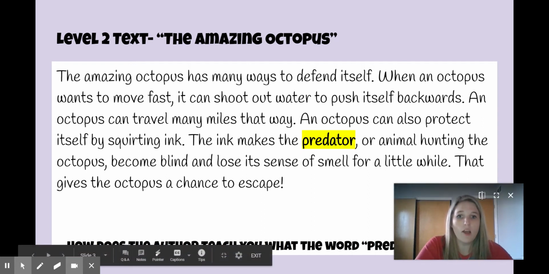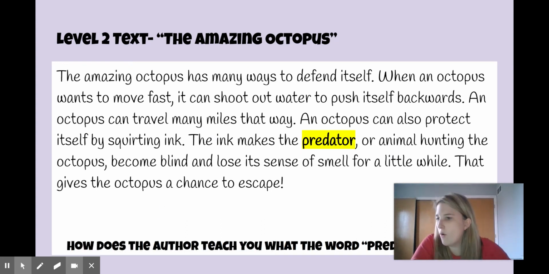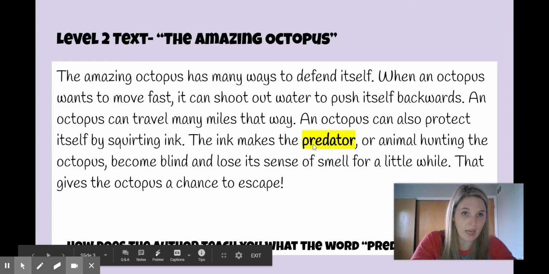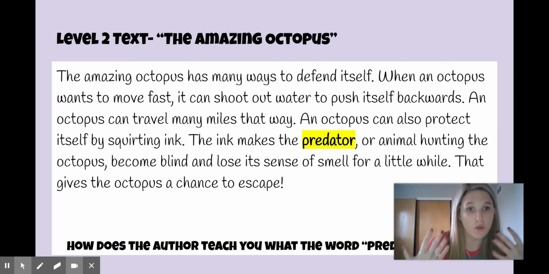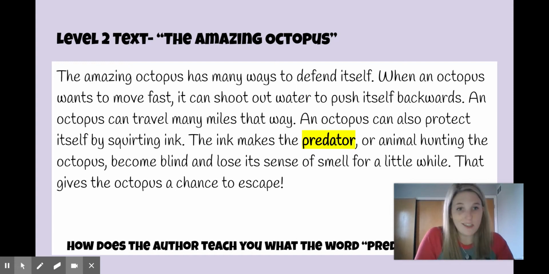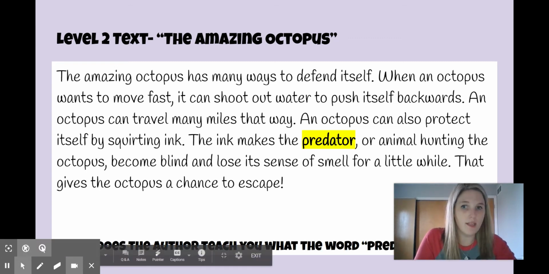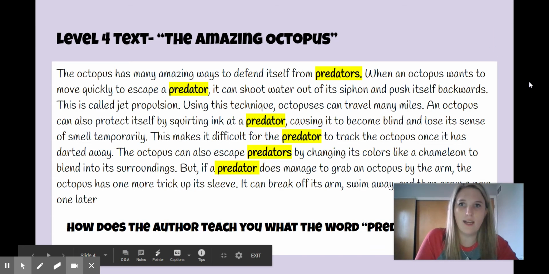Okay, so how does the author teach us about the word predator? If we look here, it says the ink makes the predator, or animal hunting the octopus, become blind. This is a really good example of the author coming right out and saying what the word means. Right after the word predator, it tells you exactly what a predator is: animal hunting the octopus. So that's a clear definition of the word. Sometimes the definition's right there, like we see in these level 2 texts, but that might not always be the case. So let's try this again with a little bit more challenging text, this time a level 4.